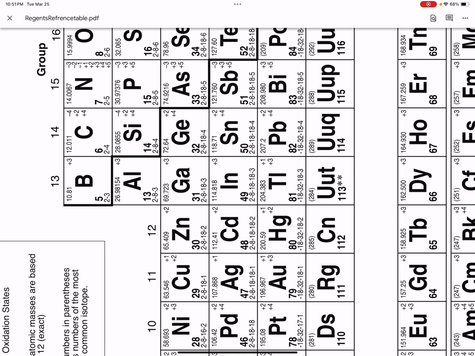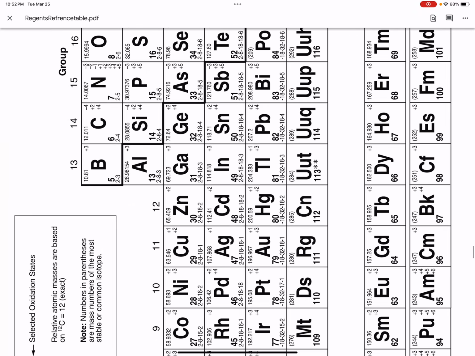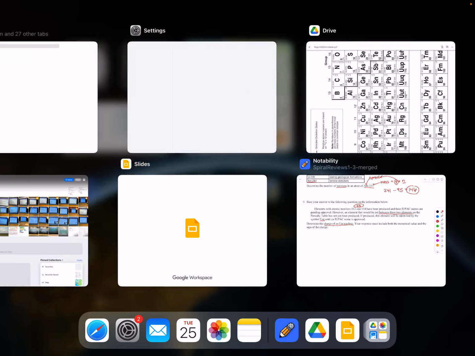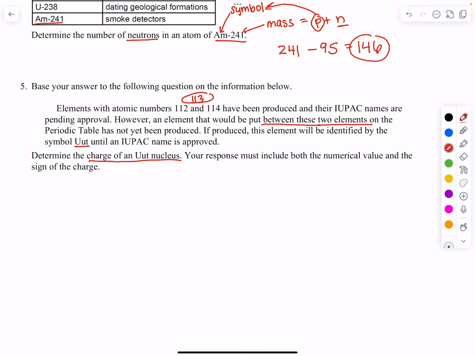But because it wants the charge of the nucleus, well, what's in the nucleus? Inside the nucleus is protons that are positive and the neutrons that are neutral, right? So the only thing that's charged in the nucleus is the protons. So I'm really just looking for the number of protons. The charge of a UUT nucleus is positive because protons are positive, 113.